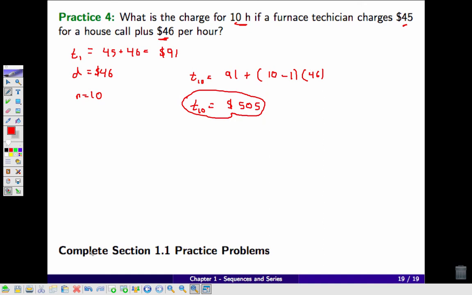That should be all the types of questions you should expect with arithmetic sequences in this course. Okay, so make sure you complete these practice problems. The solutions are also posted underneath on the online website. Okay, and if you have any questions, please ask me.